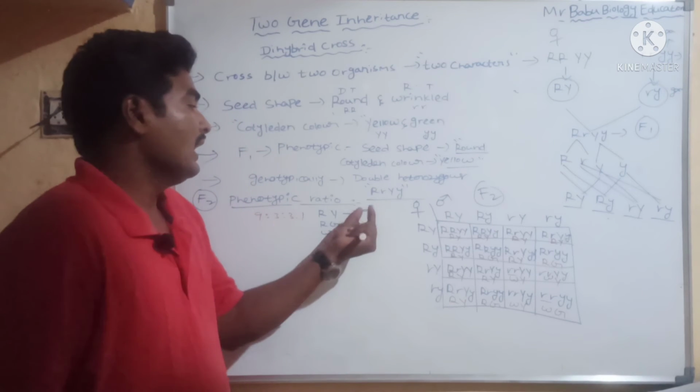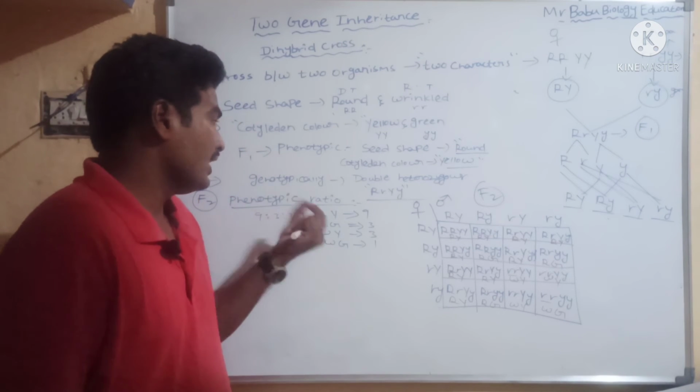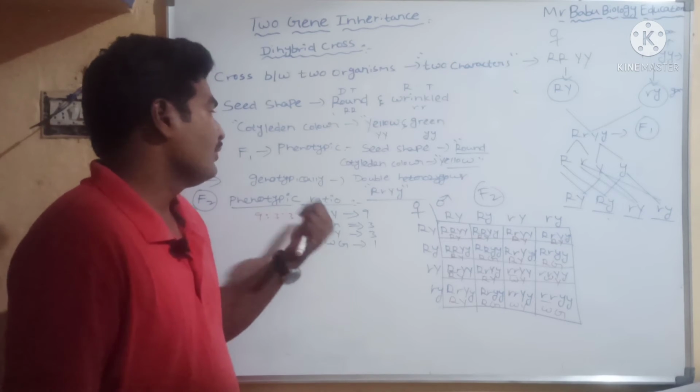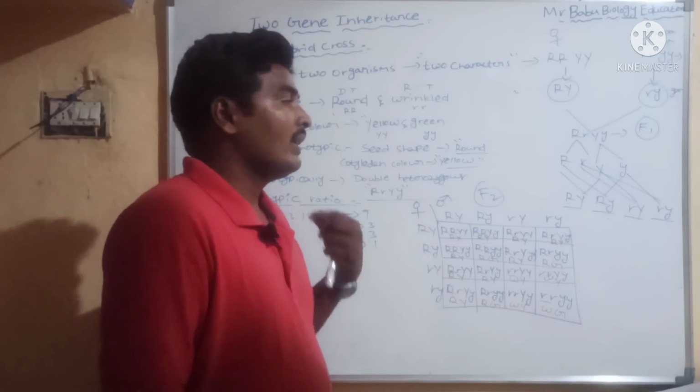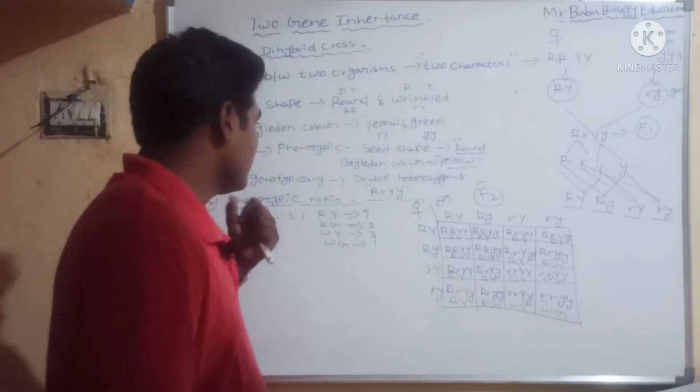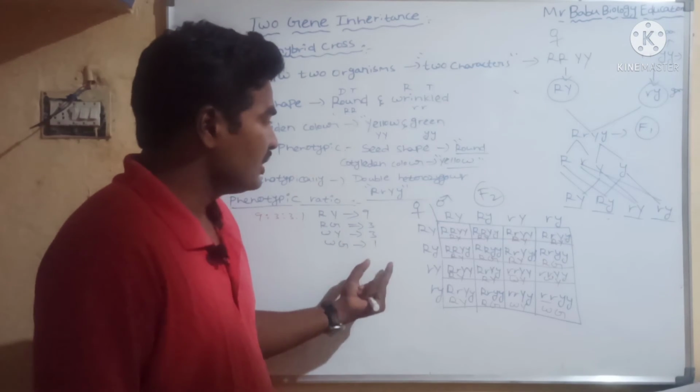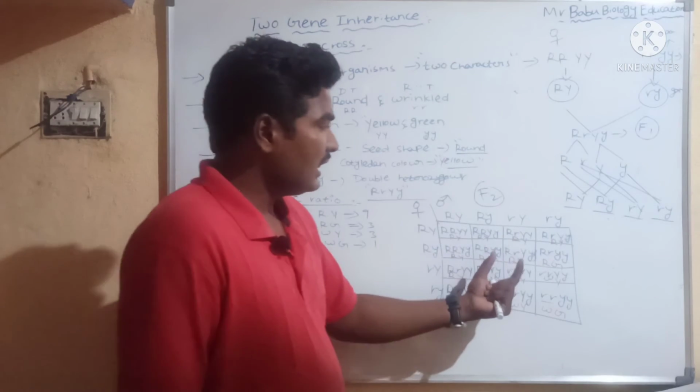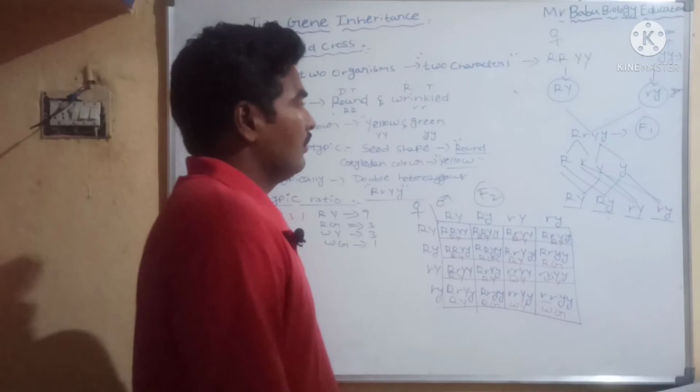So that's why here it is a 9:3:3:1 ratio, the F2 generation phenotypic ratio. So what is the phenotypic ratio of the F2 generation? 9:3:3:1. Now we can see the genotypic ratio.